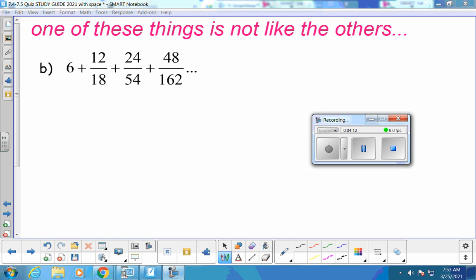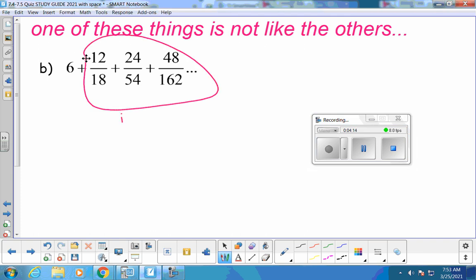The 6. What we have going on here is an infinite sum with an r value of 2/3.